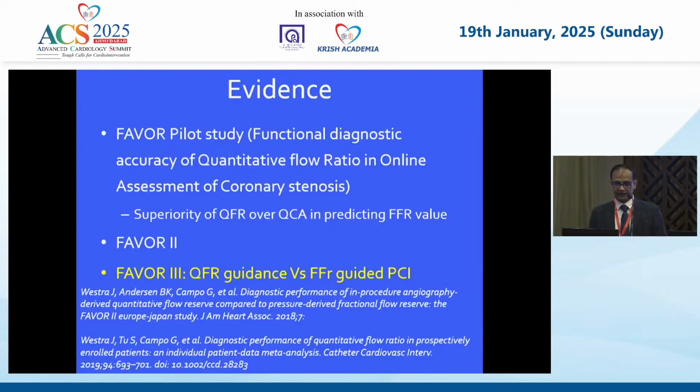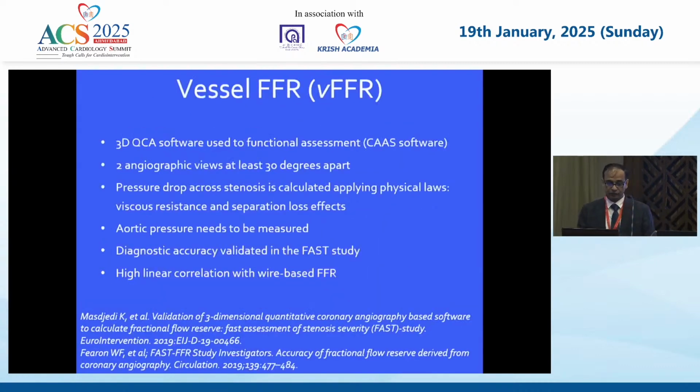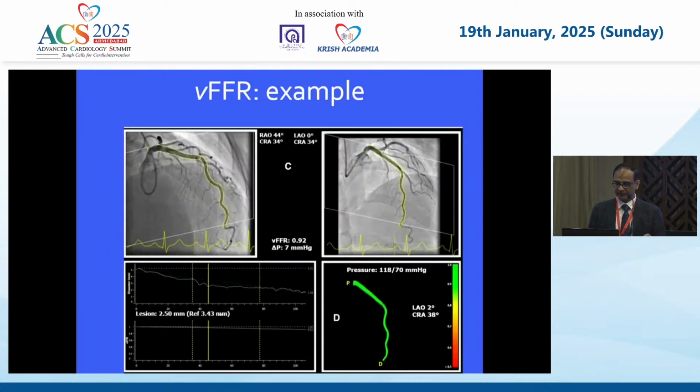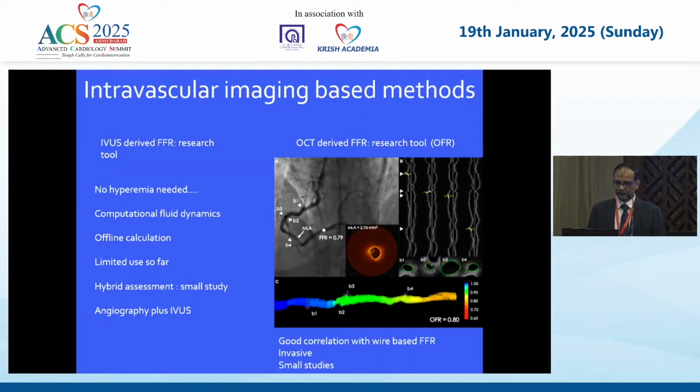There is a FAVOR pilot and a FAVOR 3. There's also the vessel FFR, in which the pressure drop across the stenosis is calculated using physical laws, viscous resistance and separation of loss effect. But here you need the aortic pressure to be measured. The FAST study validated it, and this is an example of the VFFR.